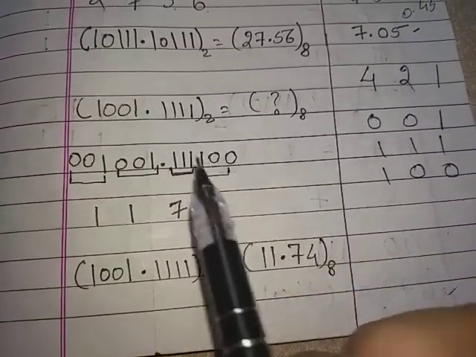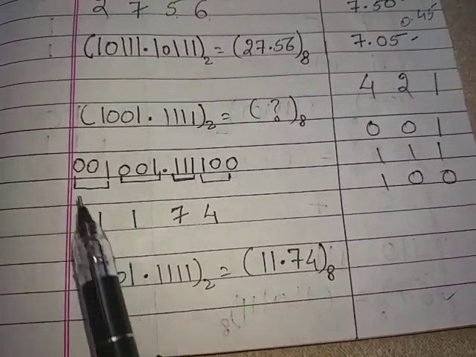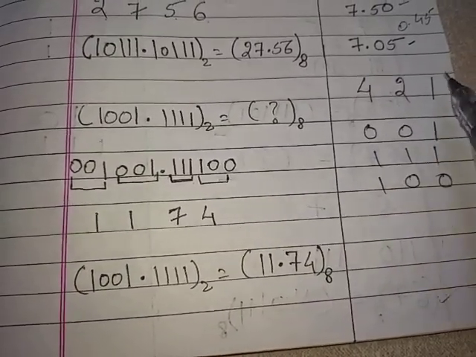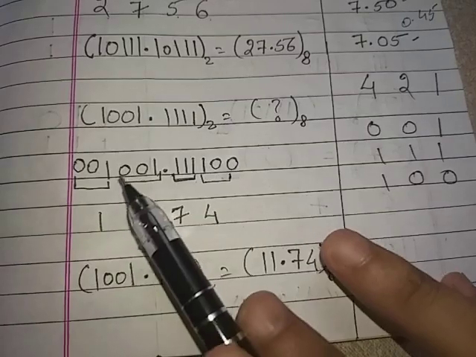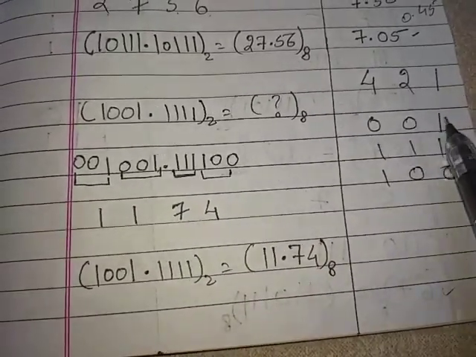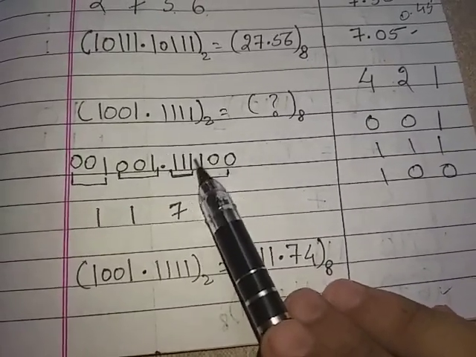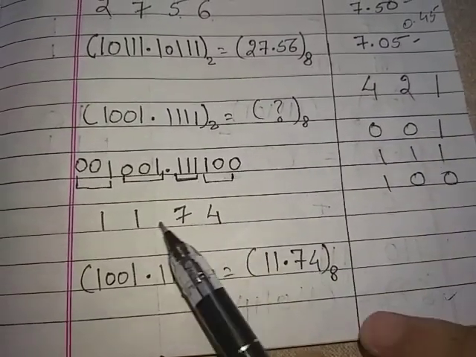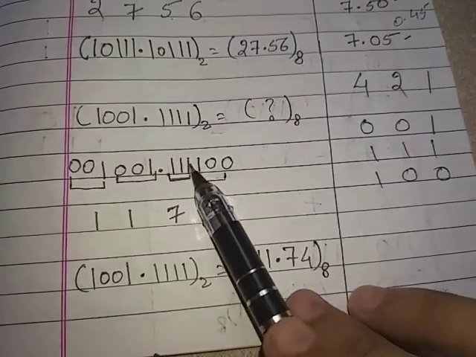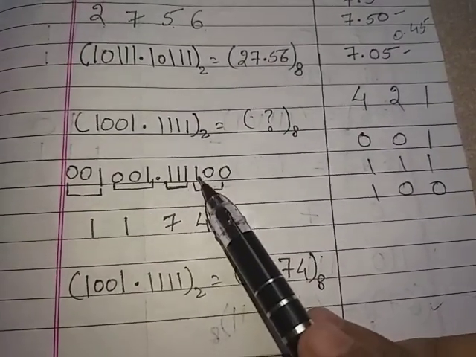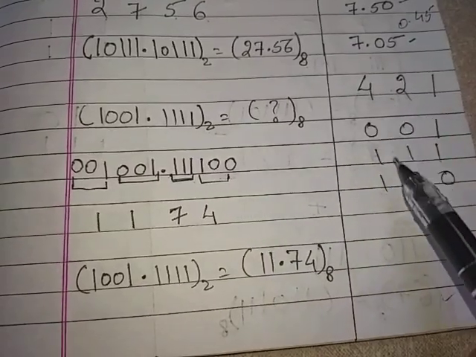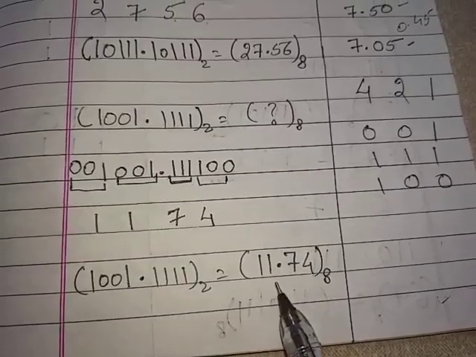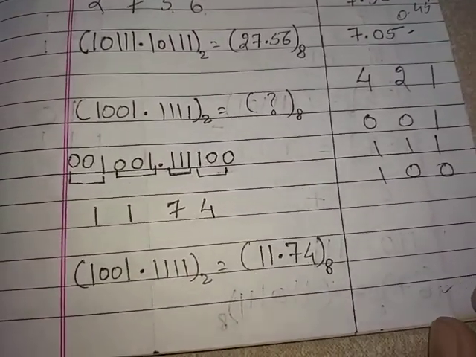So I will make the decimal of each binary group. So first is 001, that is 1. Again 001, that is 1. Now next is 111. 4 plus 2 is 6, plus 1 is 7, that is 111 is equal to 7 in decimal. Next is 100, that is 4, that's it. So 11.74 radix 8 is the answer.